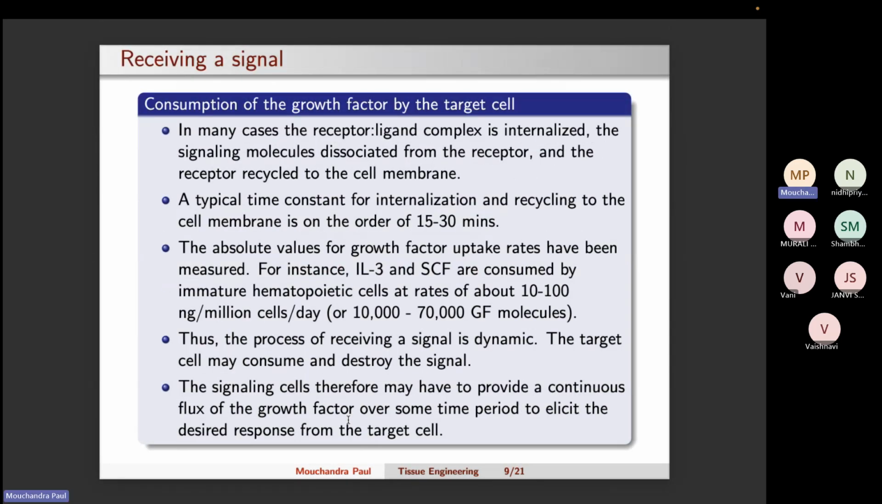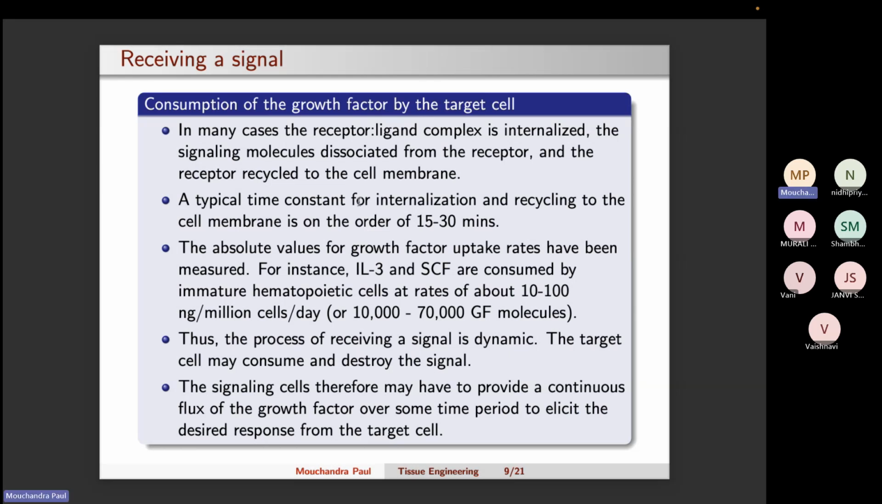Now, the growth factors, when they reach the target cell, they are consumed, or you can say they are endocytosed. In many cases, the receptor ligand complex is internalized, meaning a vesicle forms around it, and the vesicle containing the receptor and ligand complex comes inside into the cytosol of the cell. And when that happens, the signaling molecule dissociates from the receptor, and the receptor is recycled back and then exposed on the cell membrane, whereas the signaling molecule is usually destroyed.